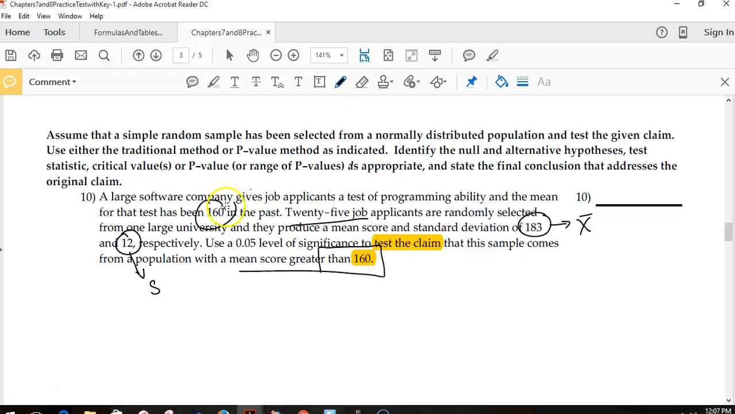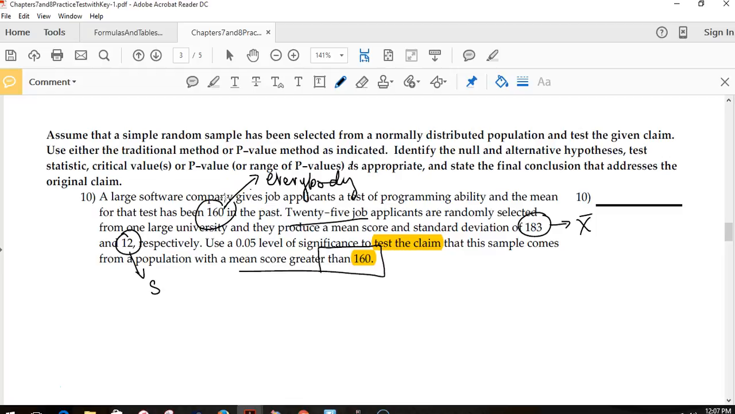So this is the everybody up here. And then this is a sample that we took of 183, and they gave me a standard deviation of 12, but I didn't get the sigma. I know the mean for everybody. I know mu, but I don't know what the sigma is.